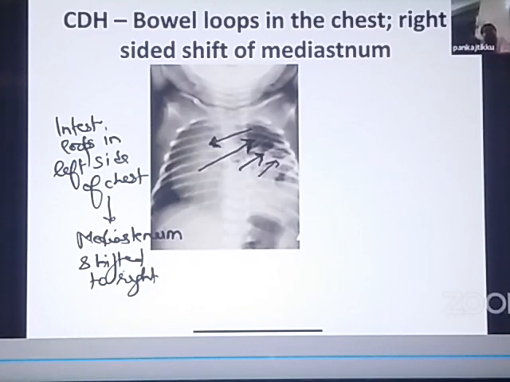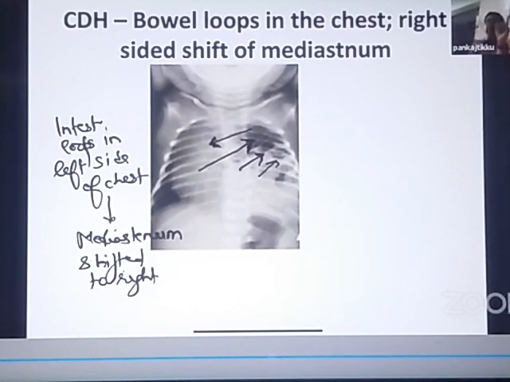side. In fact, in cases when you hear the heart sounds by putting the stethoscope, the heart sounds will not be heard on the left side, heart sounds will be heard on the right side, because the whole mediastinum has shifted towards the right. Why? Because the bowel loops have entered into the left side.